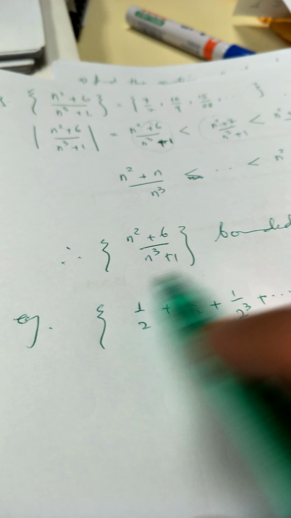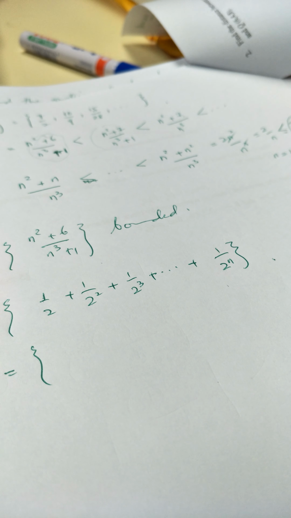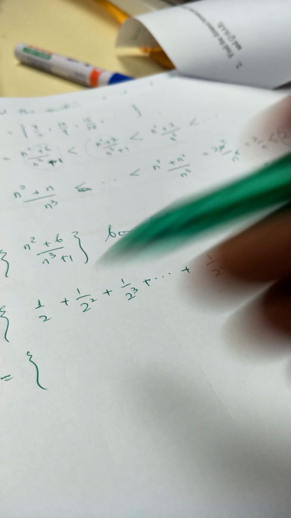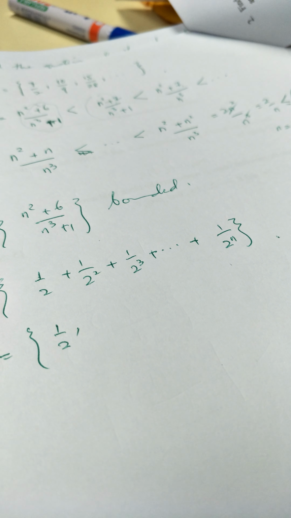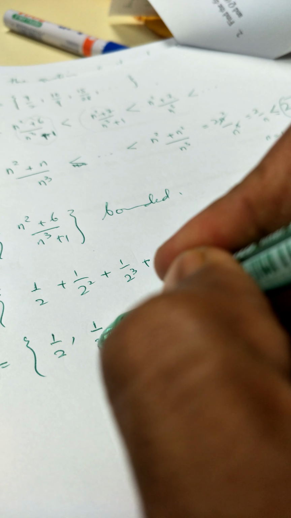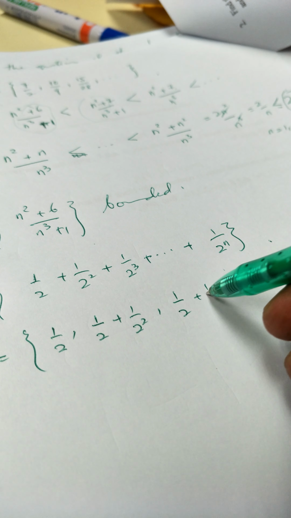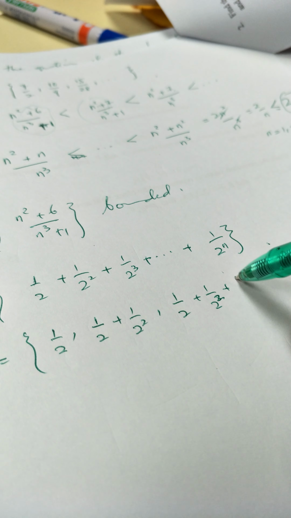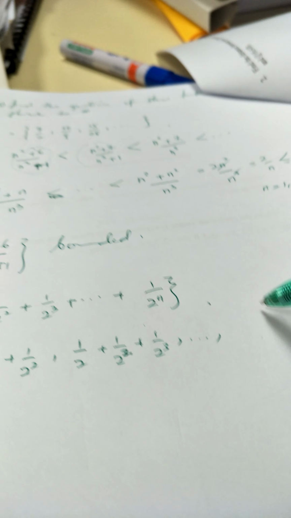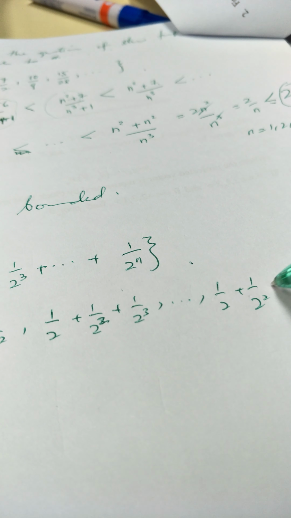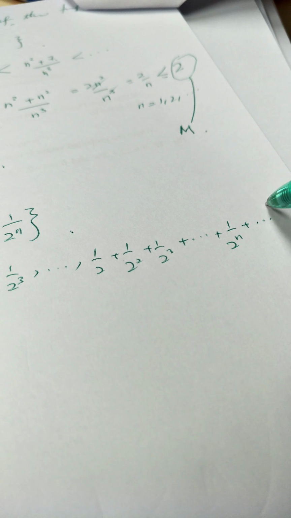What about this sequence? Can you list them down? Can you read it? So if you list this, I show you. When n equal to 1, we have 1 over 2. When n equal to 2, we have 1 over 2 plus 1 over 2 squared. When n equal to 3, we have 1 over 2 plus 1 over 2 squared plus 1 over 2 cubed. And so on. Up to n terms, we have 1 over 2 plus 1 over 2 squared plus 1 over 2 cubed plus 1 over 2 to the n and so on. That's the sequence.